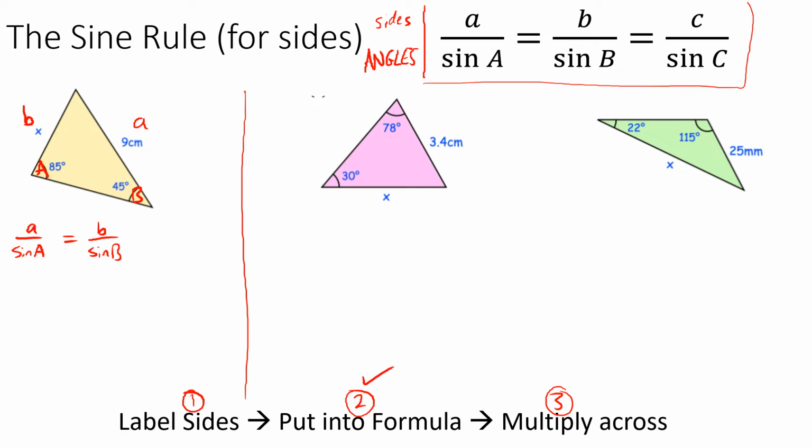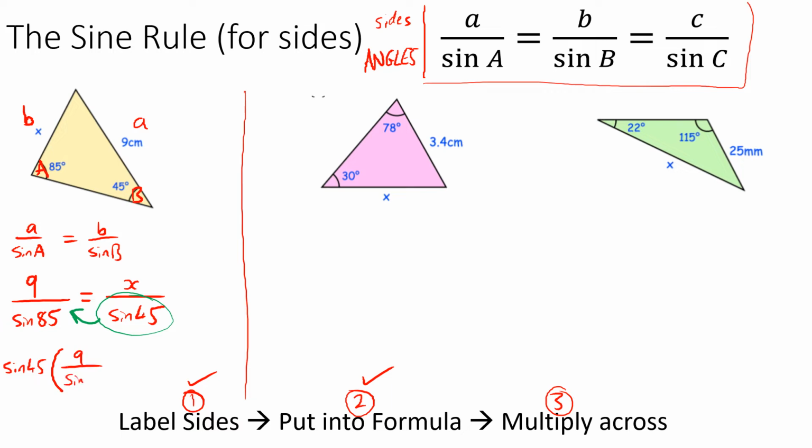Okay, done that. And then multiply across. Oh yeah, we actually need to put them into the formula. So instead of A, we're obviously going to write 9. Instead of sine A, we're going to write sine 85, because that's what we labelled as side A and angle A. For B, we're going to write X. For sine B, we're going to write sine 45. And then finally, step 3, multiply across. So we're going to take this sine 45, which is underneath the X, and multiply the other side by it. So we end up with something that looks like this. Sine 45 times 9 over sine 85 equals X.